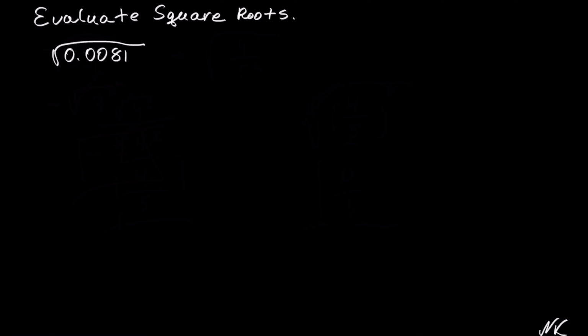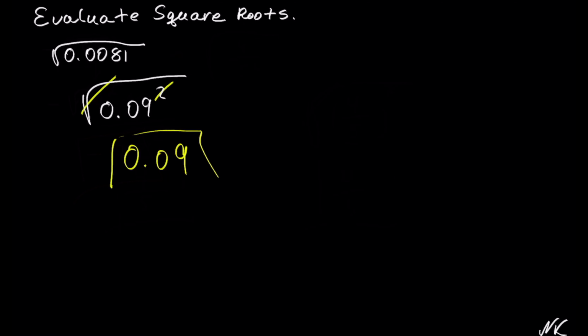In this example we have to evaluate a square root of 0.0081. We can rewrite 0.0081 as 0.09 to the second power, and we are still taking a square root of this. Square root and the second power will cancel, and we get 0.09 as our solution.